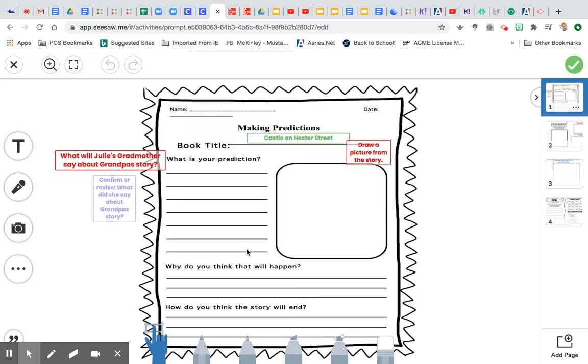The first page is right here. What will Julie's grandmother say about Grandpa's stories? A lot of us predicted what she has to say about Grandpa telling all these amazing wild stories. What do you think is going to happen next? And when the story ends, what do you think is going to happen after that? Then draw a picture from the story.